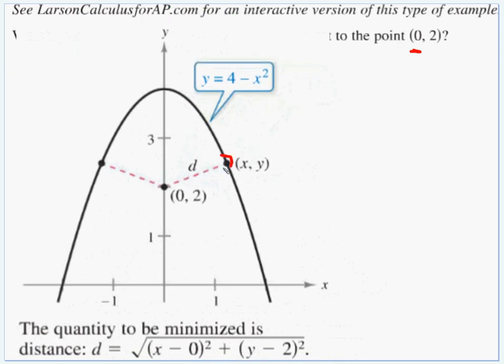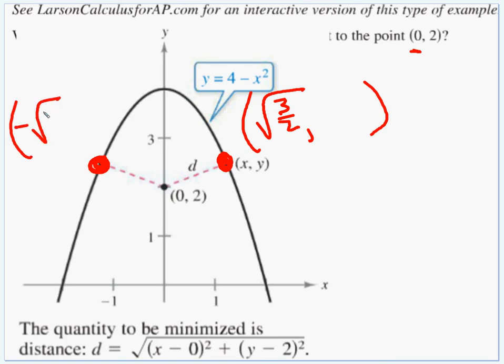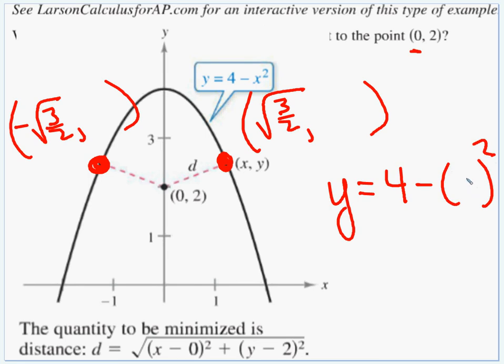So this point over here is our positive root of 3/2 comma something. And on the other side, this would be our negative root of 3/2 comma something else. Let's find the y values. Our equation was y equals 4 minus x squared. Y equals 4 minus, and here is our x. We're going to put something in there and square it. And what we're squaring is our radical, 3 over 2. And this y value will be the same for both because we would just square this negative away.